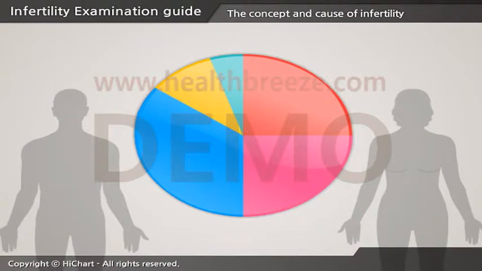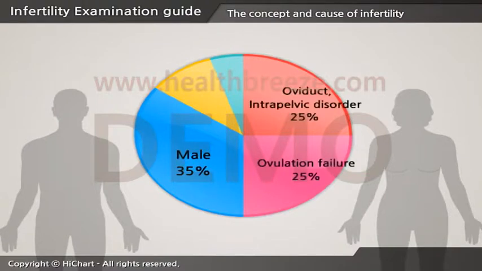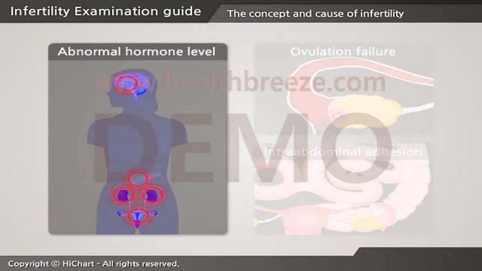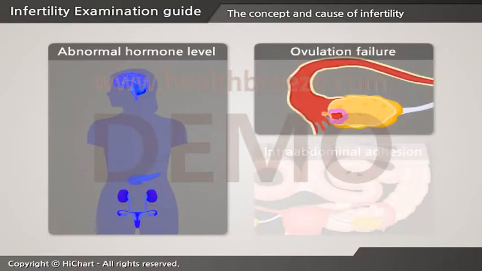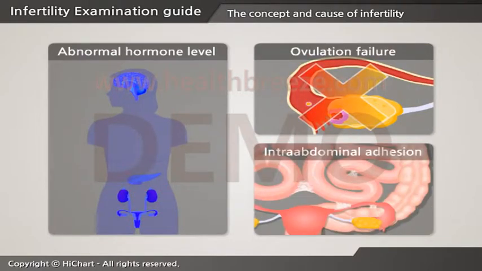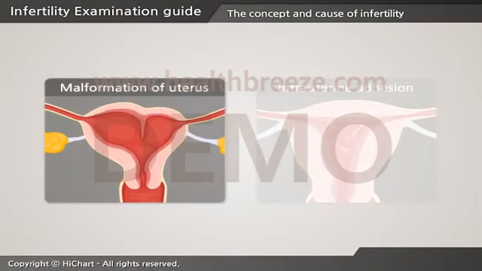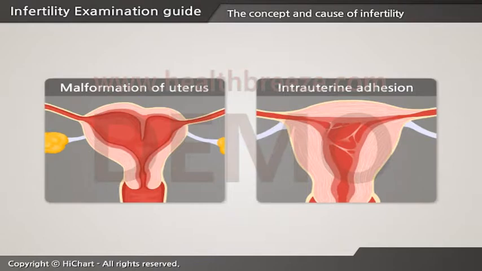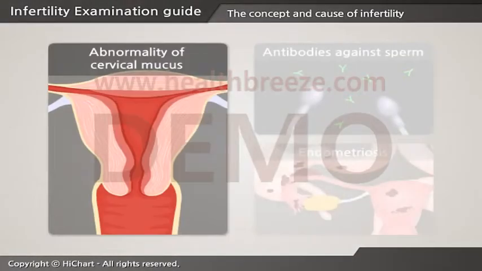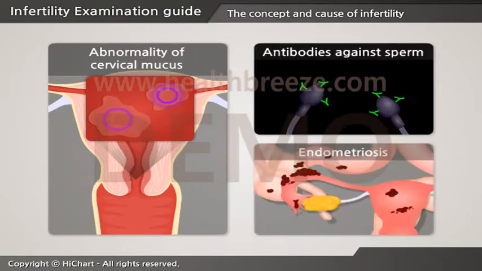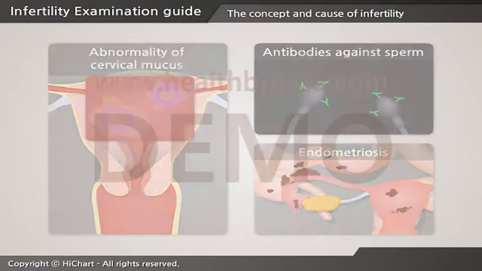The cause of infertility can come from either male or female, and sometimes, about 10% of the time, there is no clear cause of infertility. Female causes of infertility are mostly abnormal hormone level, ovulation failure, and intra-abdominal adhesion, and sometimes malformation of the uterus, intrauterine adhesion, abnormality of the cervical mucus that sperm passes through, antibodies against sperm, and endometriosis, etc.